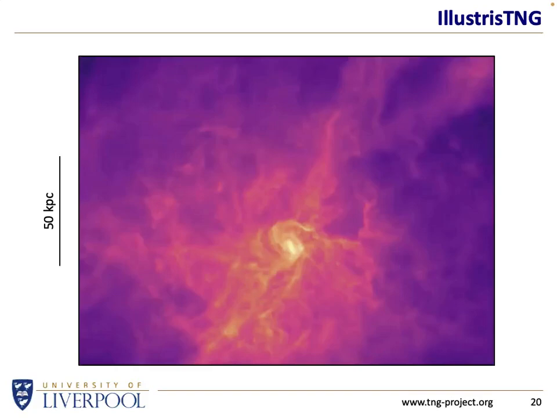Okay, so let's have a look at what the simulation actually produced. Here we're looking at one of the bright spots that we saw in the earlier simulation.